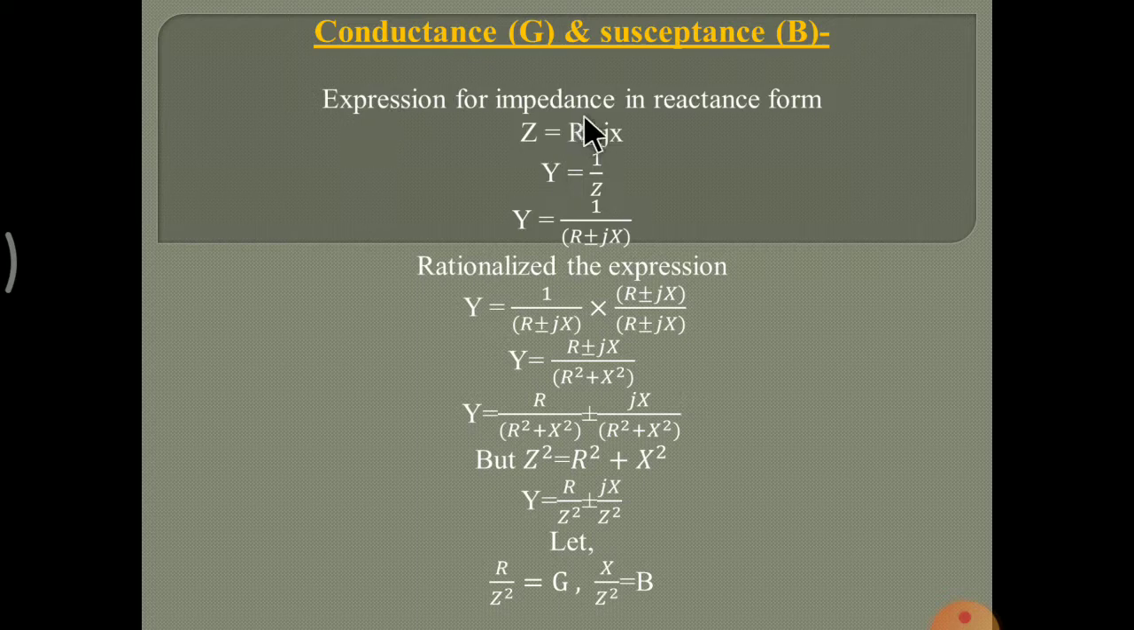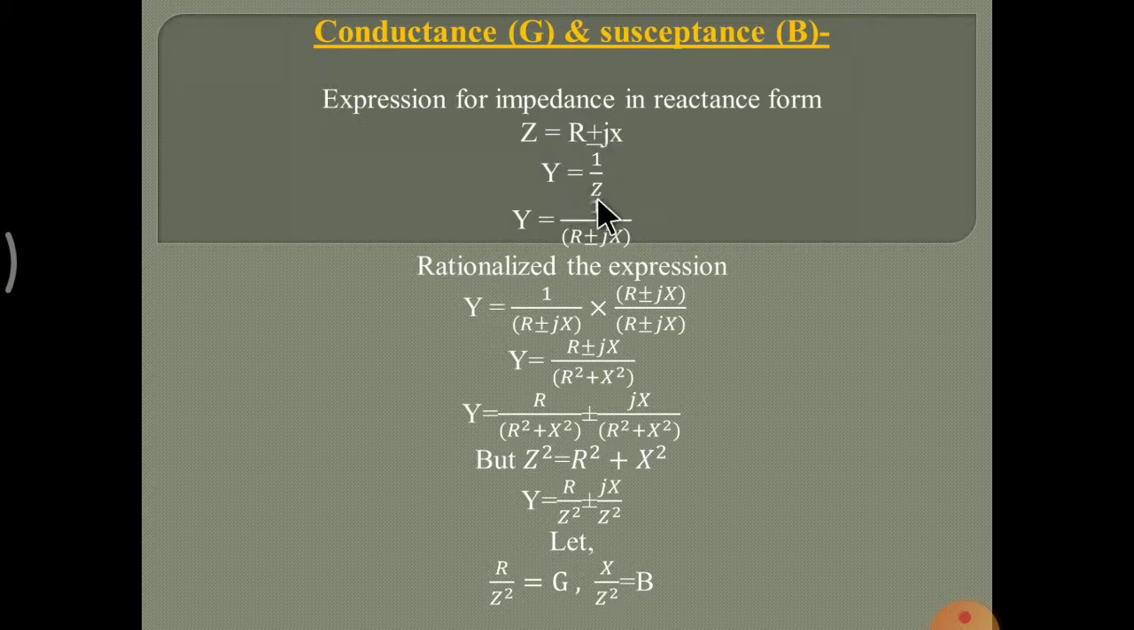Then the expression for impedance in reactance form. In the form of reactance, what is the value of impedance? We know this expression, Z is equal to R plus minus jX. Z is impedance, and impedance is the combination of resistance and reactance. X may be an inductive reactance or capacitive reactance. So in the form of reactance, the impedance is Z is equal to R plus minus jX.